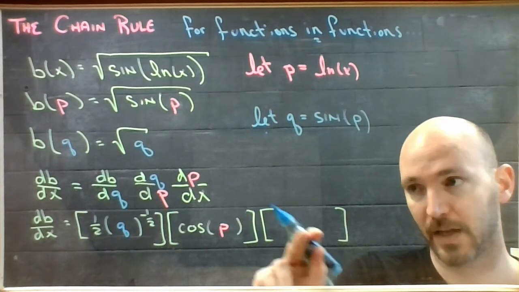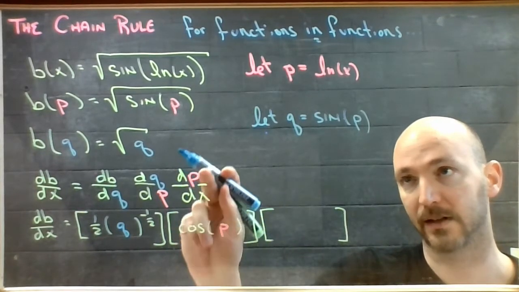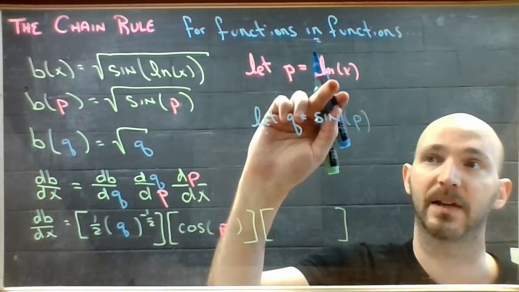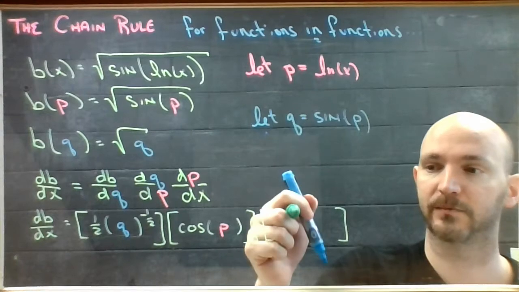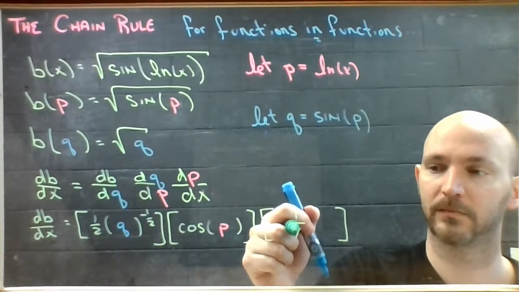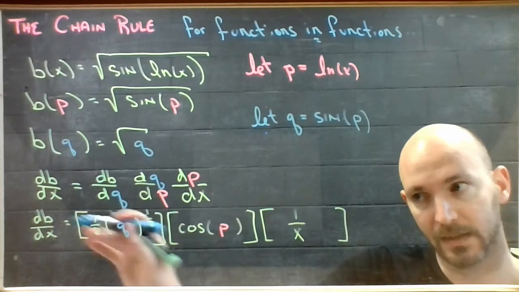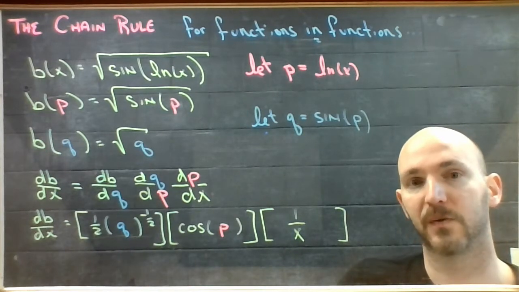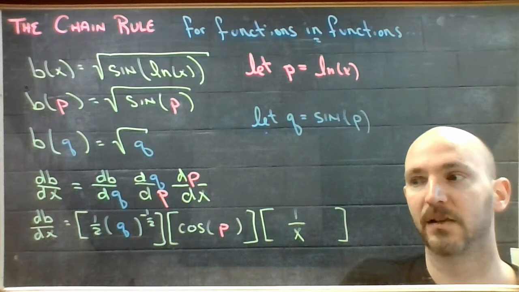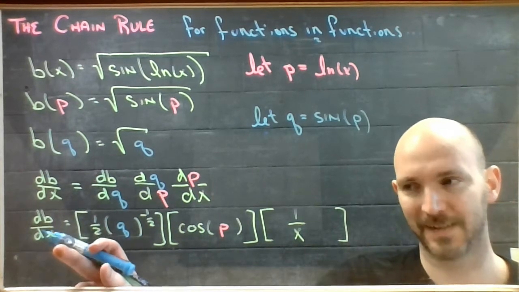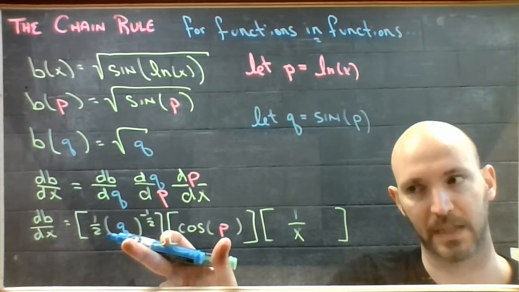And in this last bracket, I need dp by dx. So here's p as a function of x. The derivative of this would be 1/x, and I'm done. So technically that's finished. That is the derivative of b by x, but it's a bit rude to be asked for x's and to hand someone q's and p's.